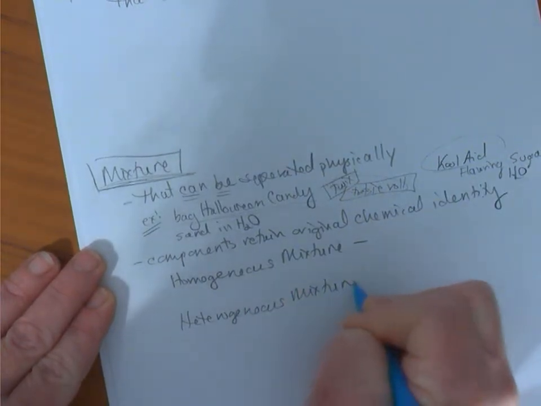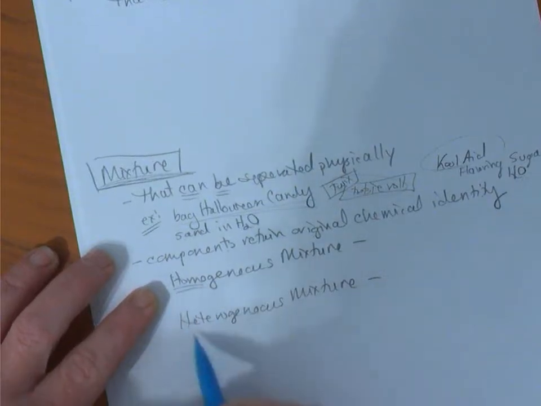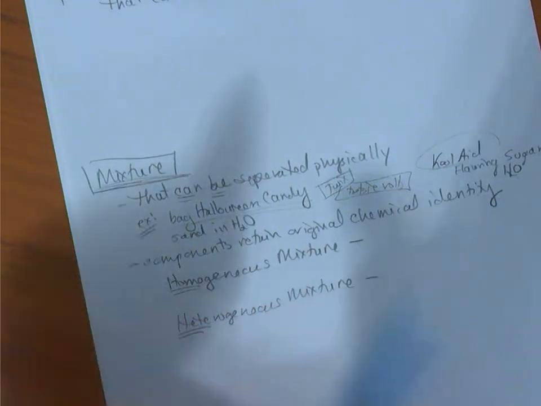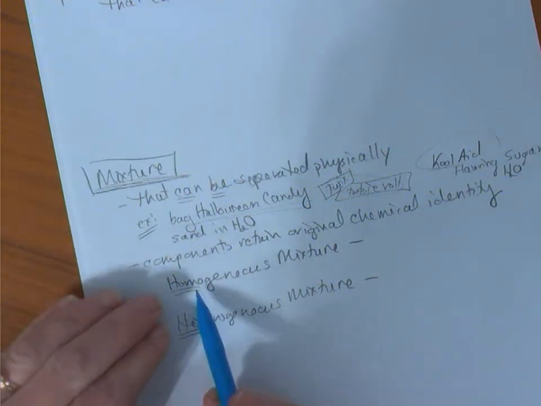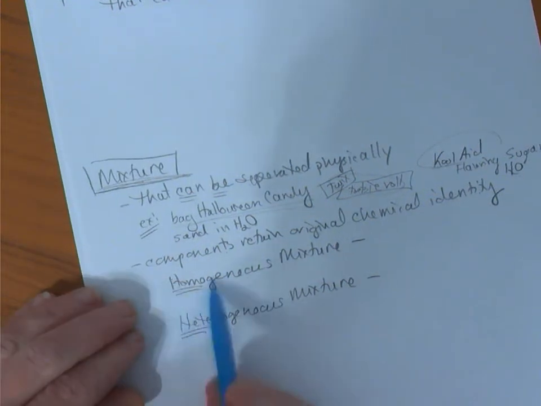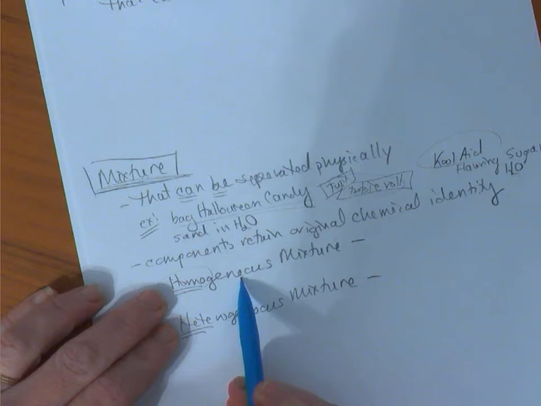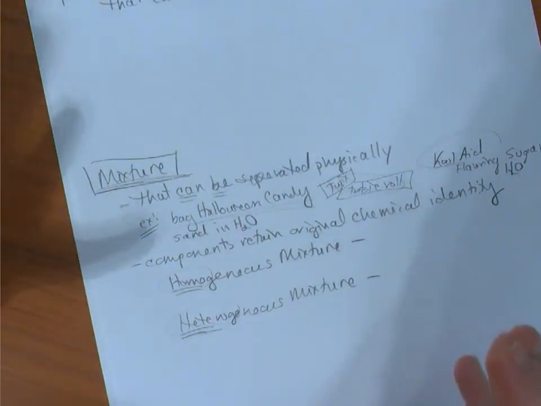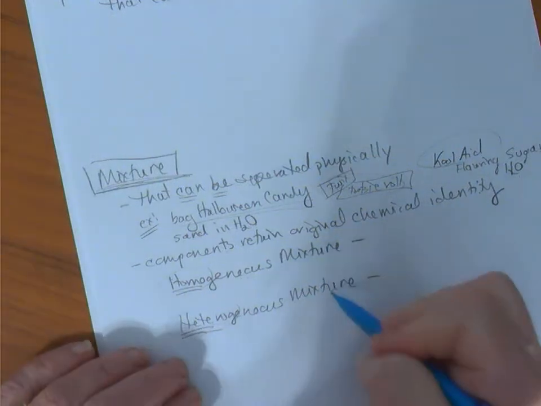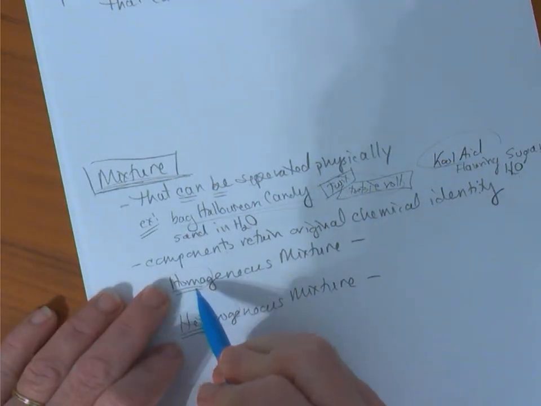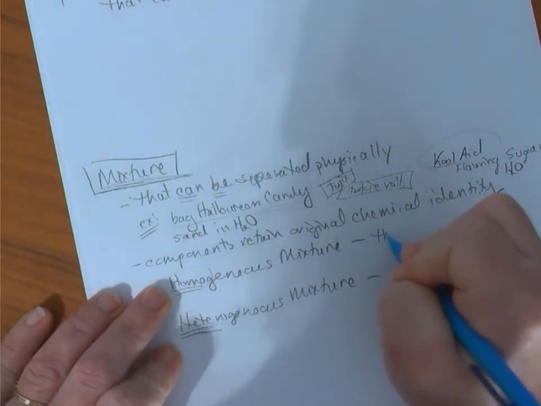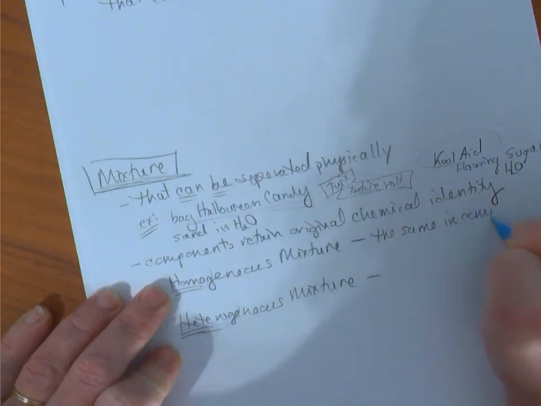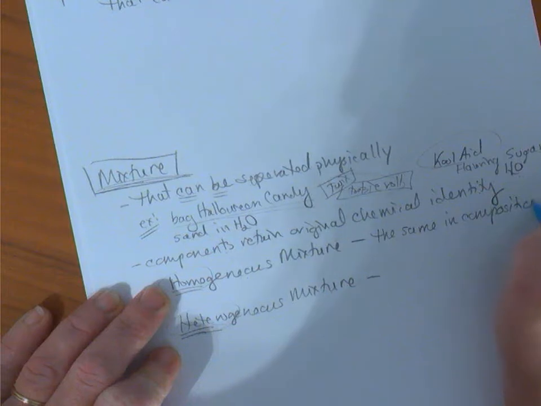All right, now, it is not homogeneous. I'll talk about that in a moment. Homogeneous, the prefix homo means the same. Hetero, the prefix hetero means different. So how does this apply to a mixture? Well, a homogeneous mixture is the same in its composition throughout the sample.